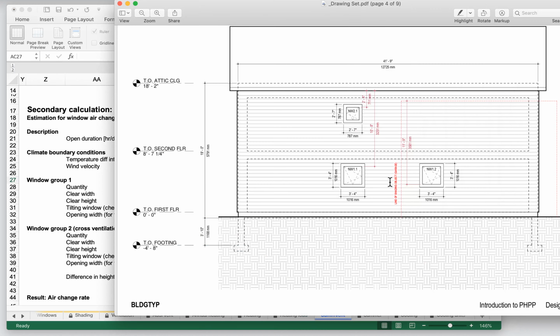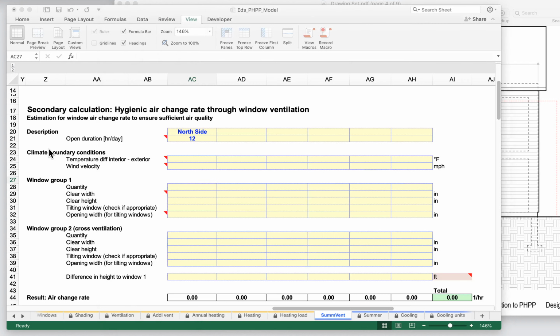So these windows are actually left in the tilt condition, meaning they tilt in. So they're not wide open. So from a security standpoint, they're kind of closed enough. But they are tilted in to allow for ventilation. So I'm going to say they're open 12 hours a day. So all day long during the summertime.